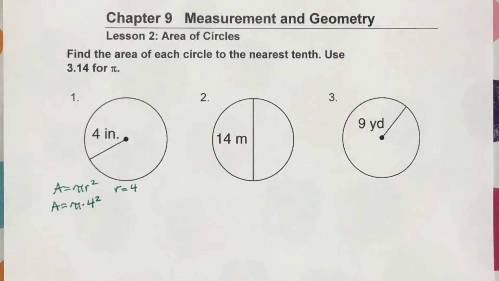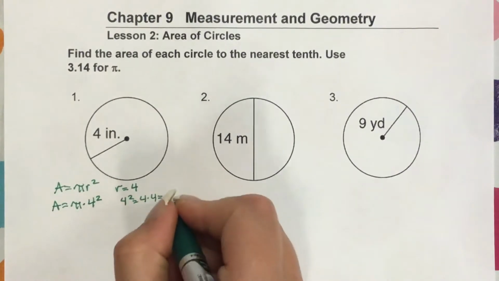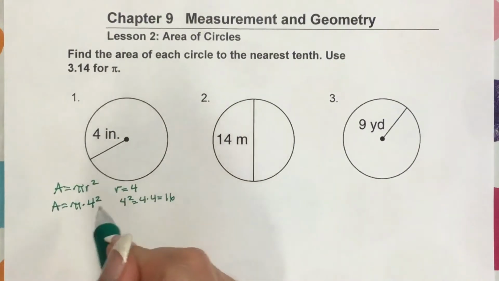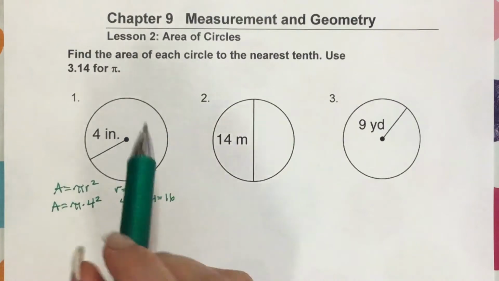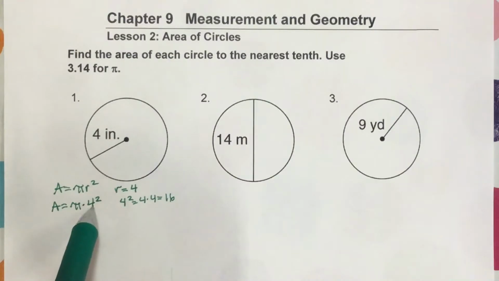Now remember, 4 squared is the same thing as 4 times 4, which is equal to 16. So we're going to substitute 16. Order of operations, remember, please excuse my dear Aunt Sally, we have to do parentheses and then exponents. So we have to do this bit first before we do the multiplication. So 4 squared is 16.